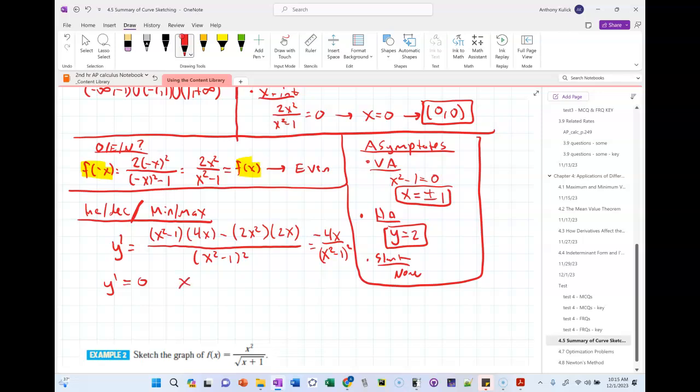Set the derivative equal to 0. What do we get for solutions? Should be able to do that in your head. 0. Are there any additional critical values from places where the derivative is undefined? Where would the derivative be undefined?